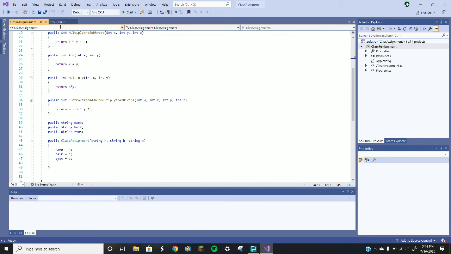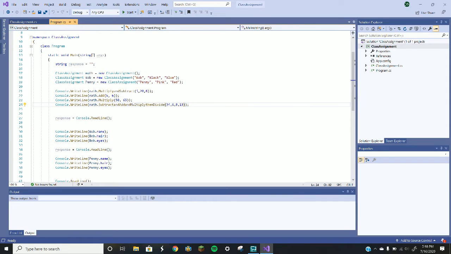Now, let me just show you what my program does in a quick second. So basically, right over here, that's me doing any sort of math. So base multiplication, addition, multiplication, subtraction, subtract, add, multiply, then divide. I made it really complicated, I don't know why.